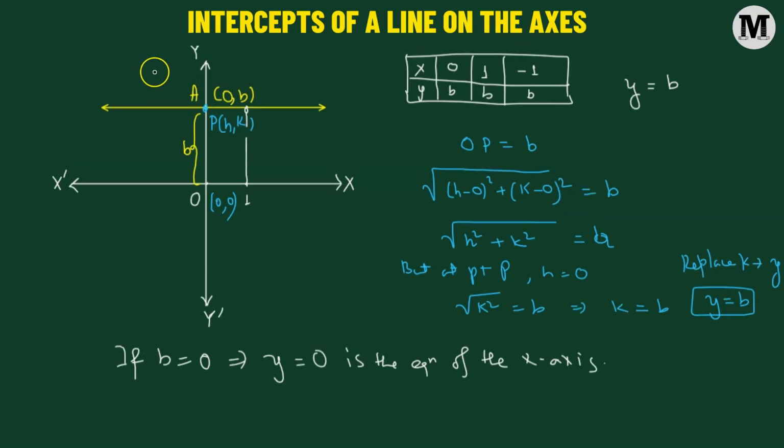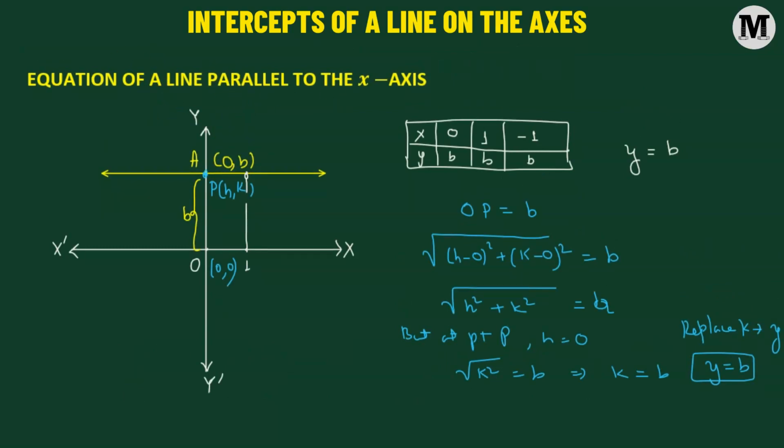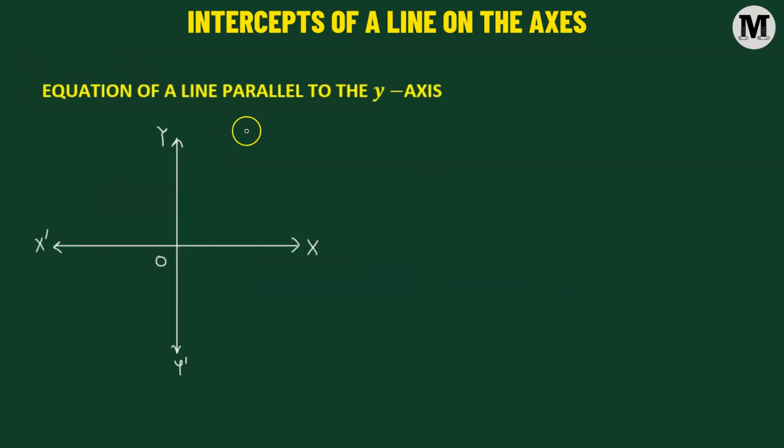Okay, now that we have worked out the equation of a line parallel to the x-axis, we'll discuss the equation of a line parallel to the y-axis. So in order to obtain the equation of a line parallel to the y-axis, let us consider a line L, and the line L is parallel to the y-axis. It's also perpendicular to the x-axis. We'll come to that in a moment.